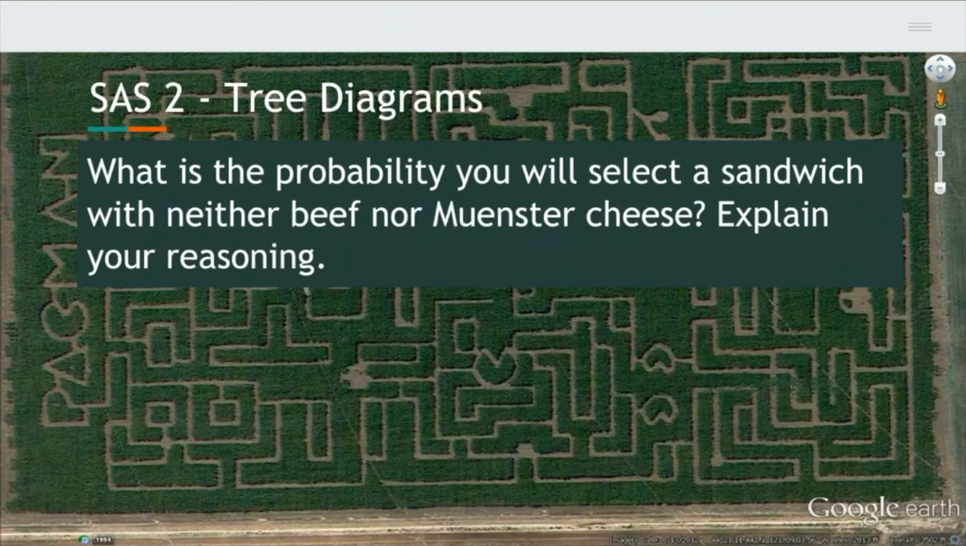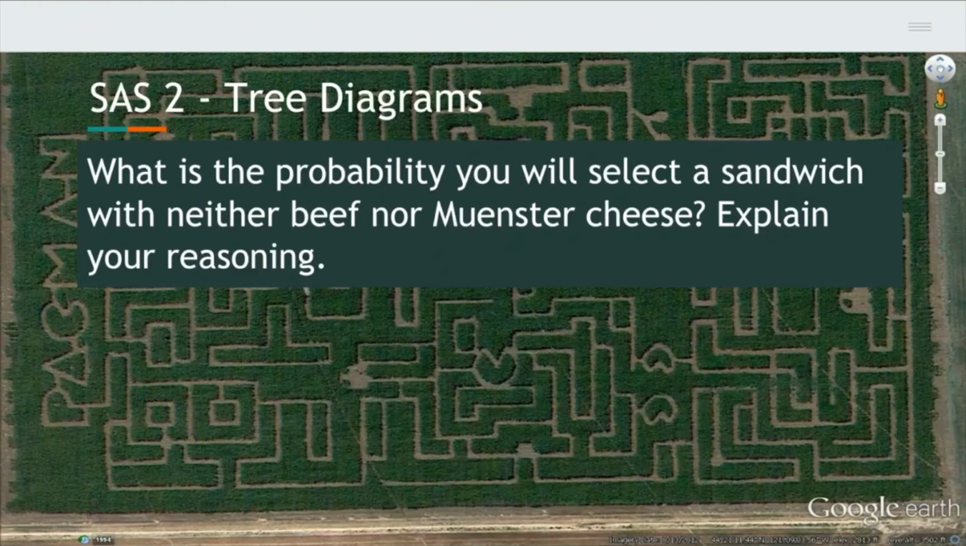So what is the probability to select a sandwich with neither beef nor Munster cheese? Well, neither beef is 2 out of 3, right? Because there's 2 meats, that's ham or chicken. So neither beef means there's 2 out of the 3. Either bread, doesn't matter, so it's 2 out of the 2. And then Munster cheese is 1 out of 4. So 2 breads, 2 cheeses, and only 1 seasoning thing.